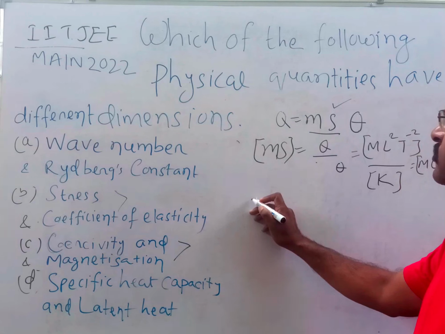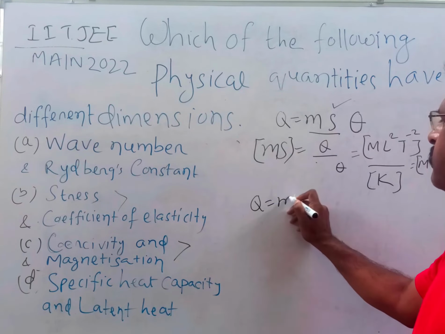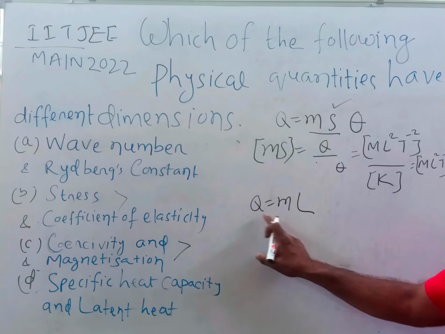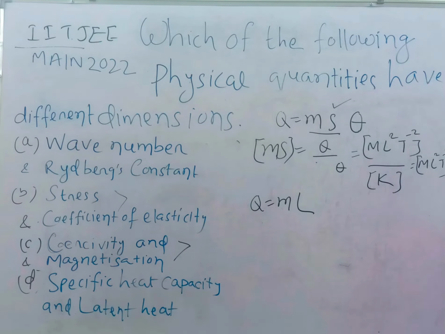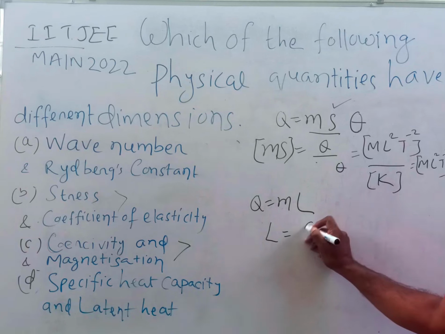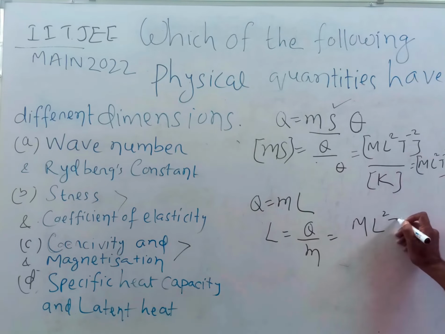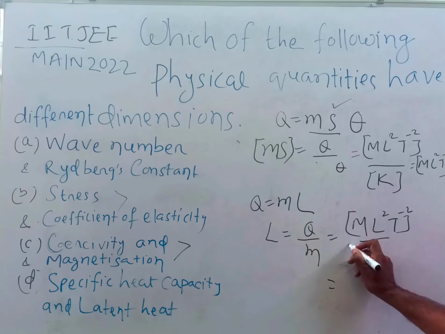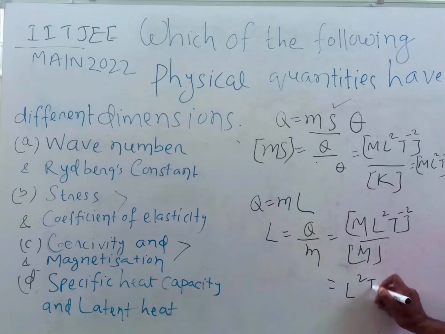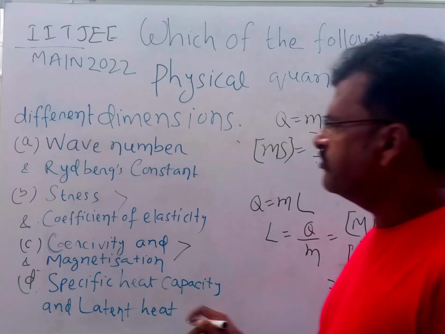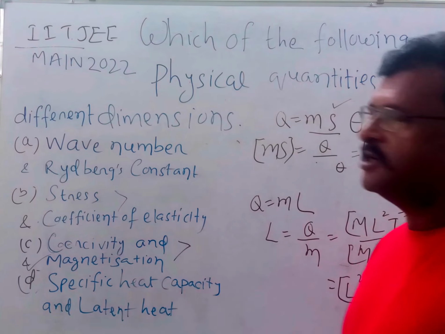And latent heat, student, we know Q is equal to m L, where L is the latent heat of the body, m is its mass, and Q is the heat energy content. So the formula for latent heat is, student, Q by m, where Q is the heat energy, M L^2 T^-2 is the dimensional formula, upon M. So student, this becomes L^2 T^-2. So watch, both of them have different dimensions. So option D is the correct option here, students.